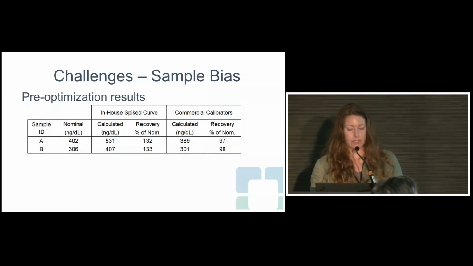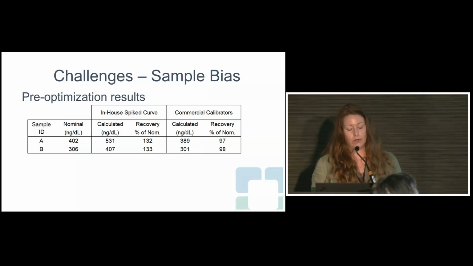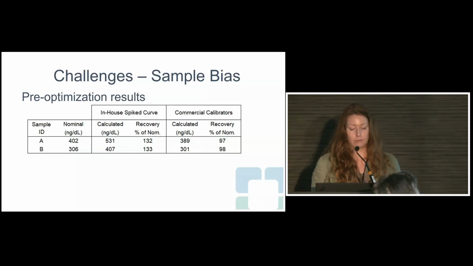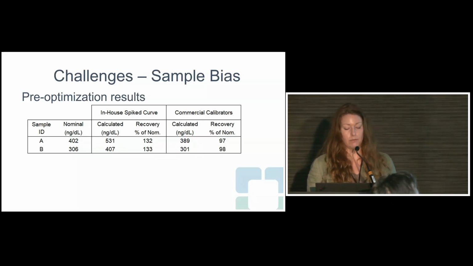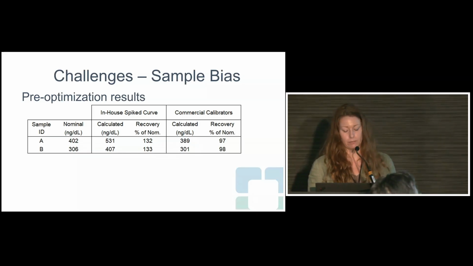So pre-optimization, we were comparing our in-house spiked curve to commercial calibrators. Whenever we have the option, I would prefer to prepare things in-house. You have a lot more control over the reference material that you're using, in addition to the process and how you're aliquoting. You can make more or less depending on the stability of the products.